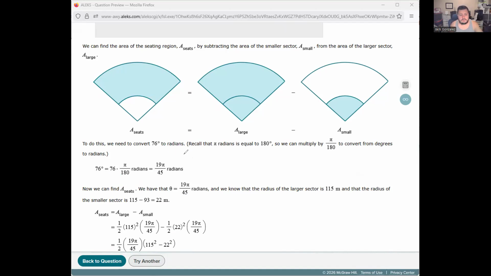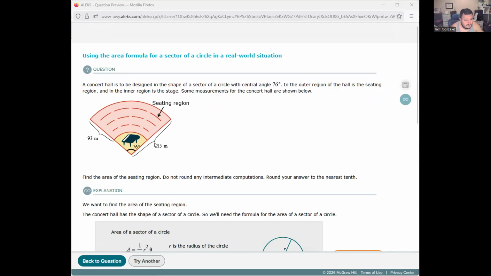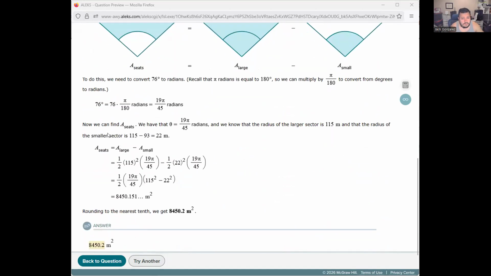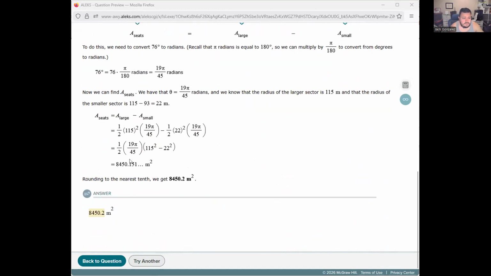Then we need the R. R is 115 for the large one. Yeah, 115 for the entire sector, 93 for the smaller sector. So what you do to find the total is you find the area. They kind of did it all at once, which I think is a little confusing. So just do this one first. This gives me the entire slice, some number. You can write that down, and then do it again with the other radius to get the inner part.